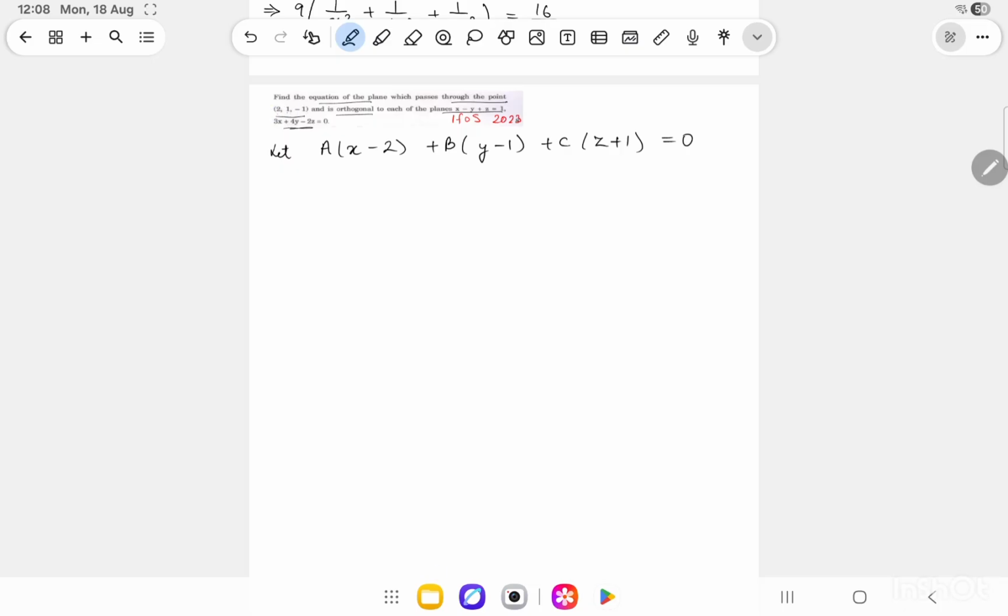In the question they have given us that the equation of plane 1 is perpendicular to x minus y plus z equals 1. Let us name it as 2. And also perpendicular to 3x plus 4y minus 2z equals 0. Let us name it as 3. So if my equation of plane 1 is perpendicular to the equation of plane 2, then my normal to plane 1 is also perpendicular to the normal to plane 2.